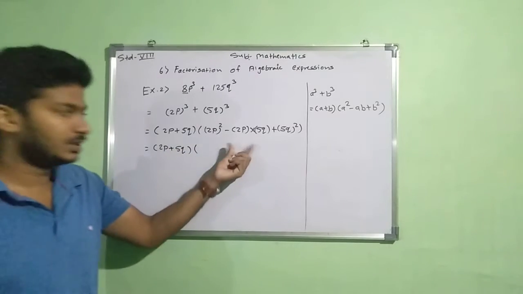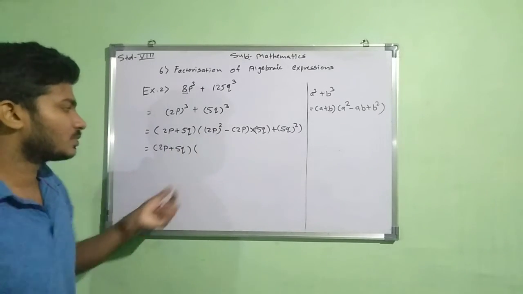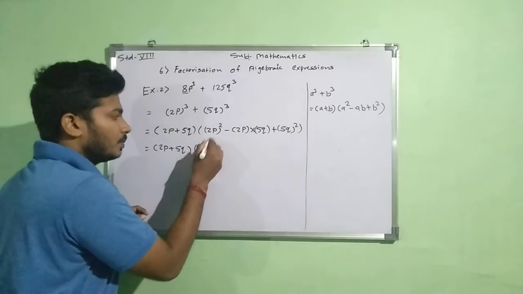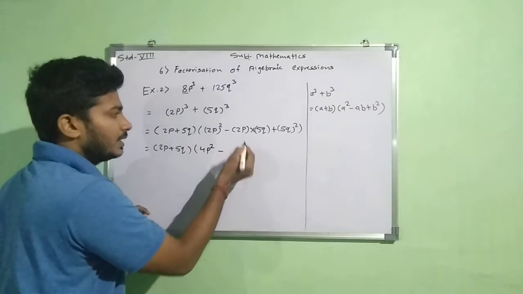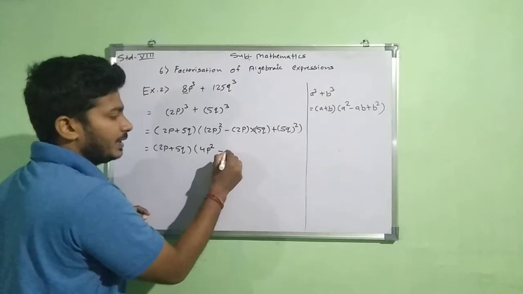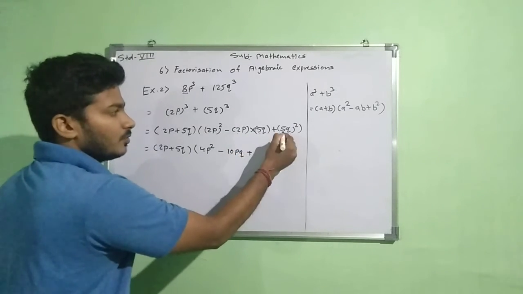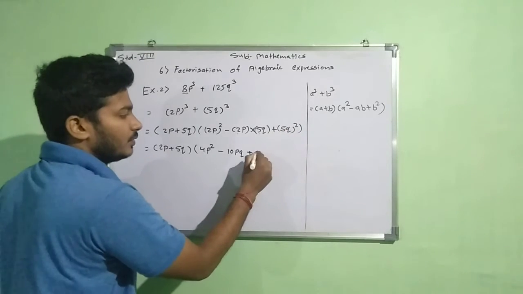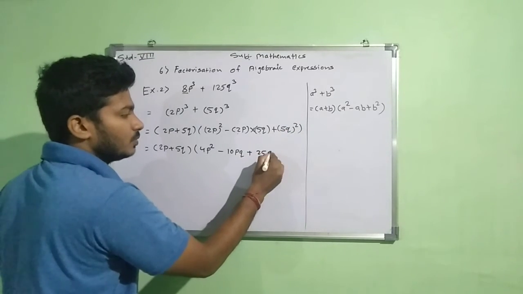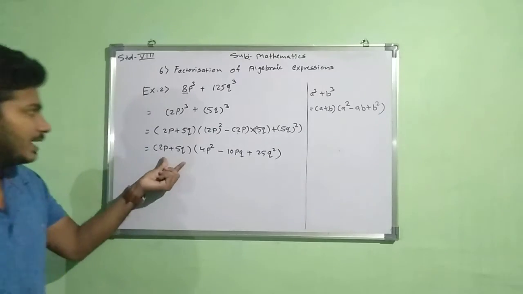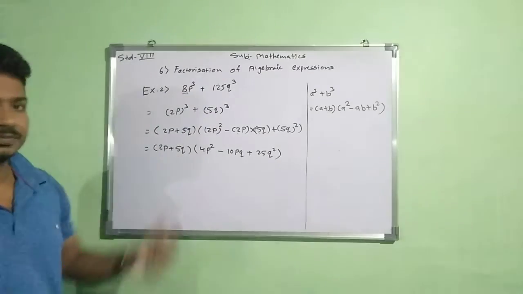So (2p plus 5q). Now we have to do simplification. (2p) square, that means square of 2 is 4, and square of p is p square, minus 2 multiplication 5 will be 10, p and q will be as it is, plus (5q) square, square of 5 is 25, and square of q is q square. So this will be the expansion of that question.